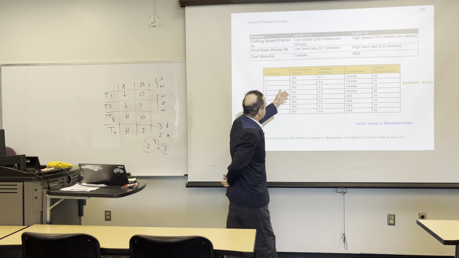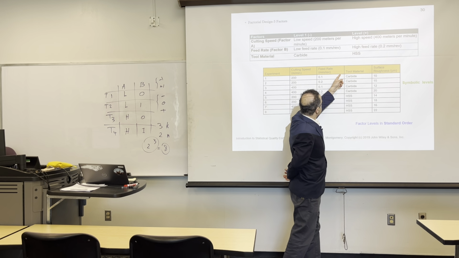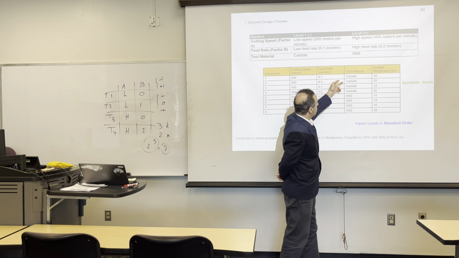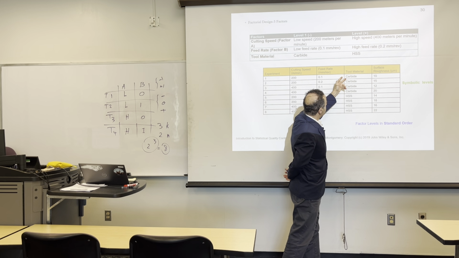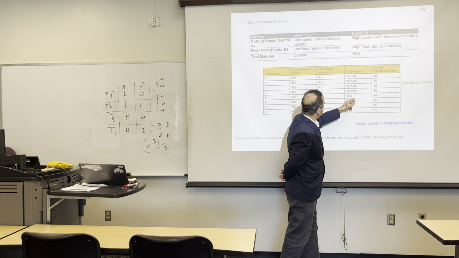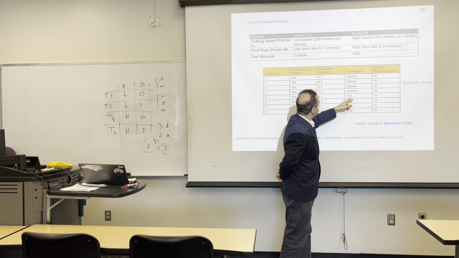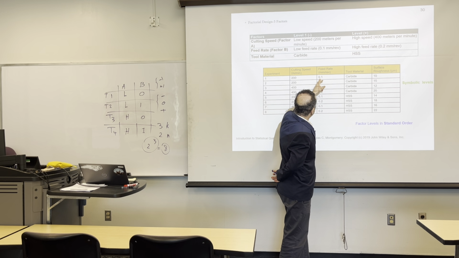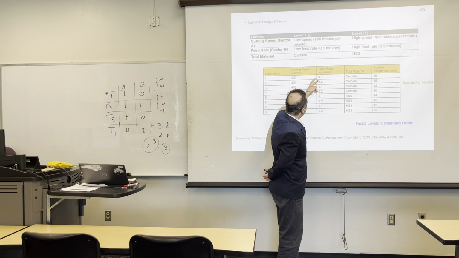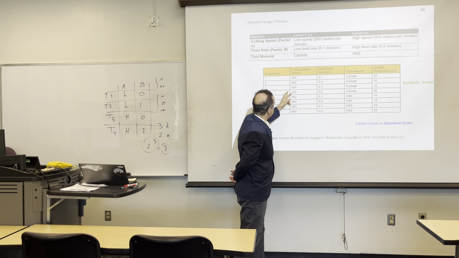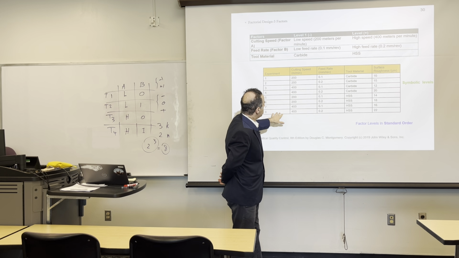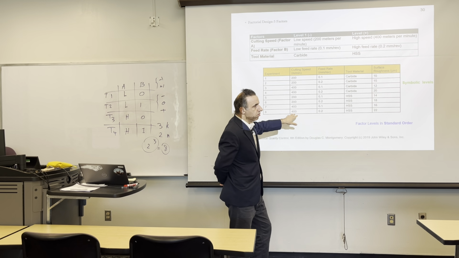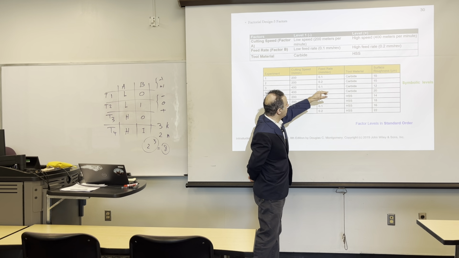Look at this one. We have 3 factors: cutting speed, feed rate, and tool material. Tool material has two levels, carbide and high speed steel, and then feed rate again has 2 levels, 0.1 and 0.2, cutting speed 200 and 400. Do you see any other combination that we could use, but we don't have it here? We have all the combinations with these 3 factors.